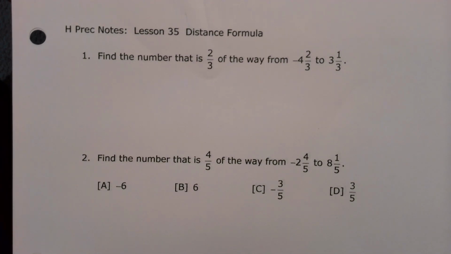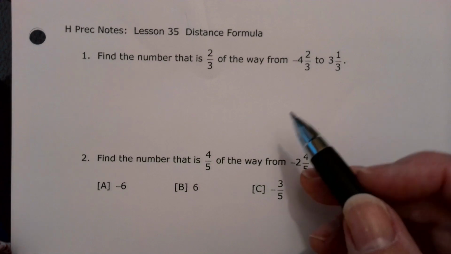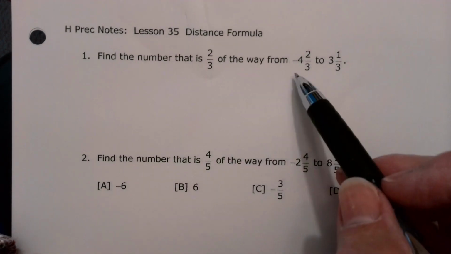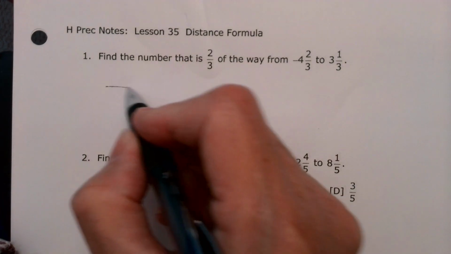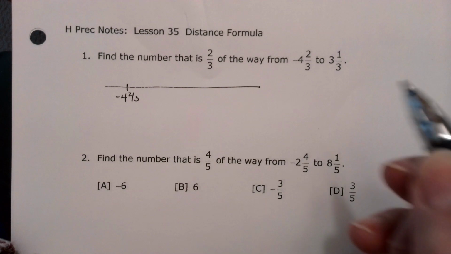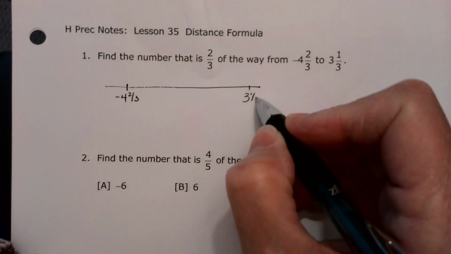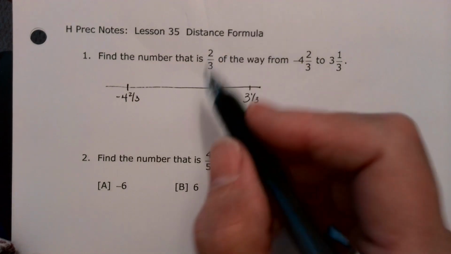Okay, lesson 35, the distance formula. First thing we're going to do is use the concept of distance on a number line. It says find a number that's 2/3 of the way from -4 2/3 to 3 1/3. So let's think of this on a number line. If I'm at -4 2/3 and I want to go to 3 1/3, and I want to find the number that's 2/3 of the way.